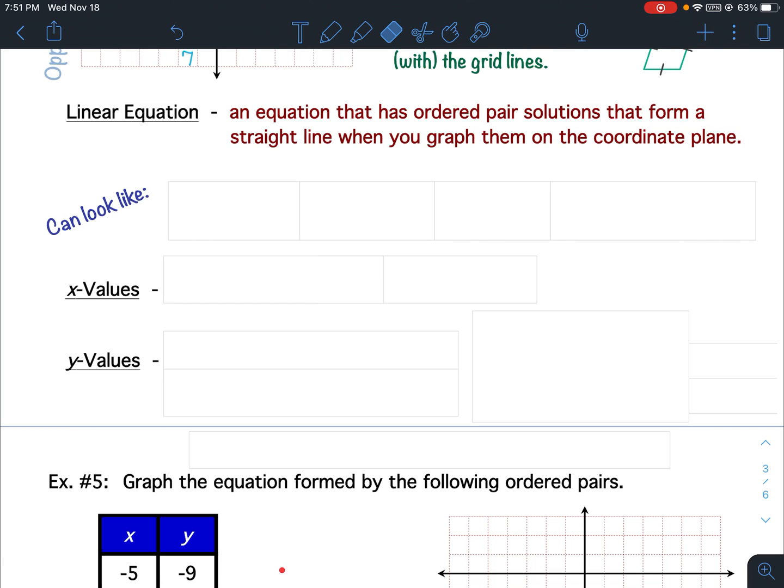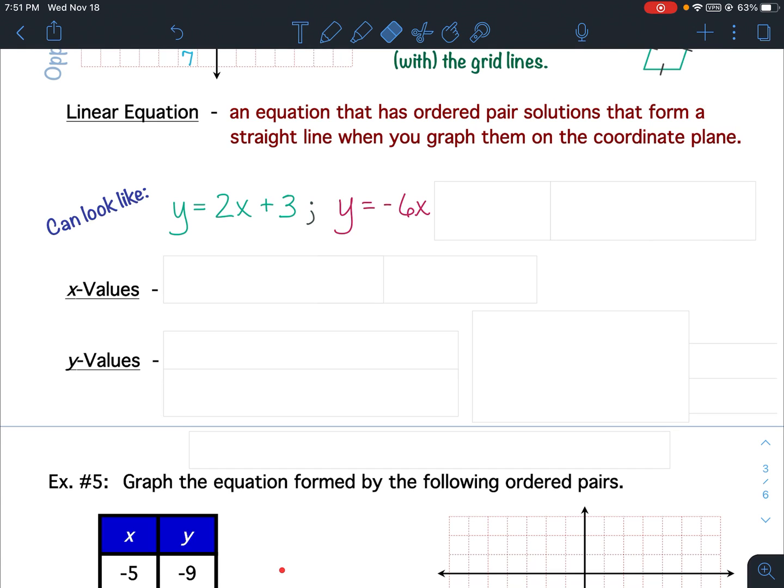So, what could a linear equation look like? It could look like y equals 2x plus 3. We use this form a lot. That is called slope-intercept form, which we will be talking about a lot in a later lesson. So that's one way a linear equation could look.